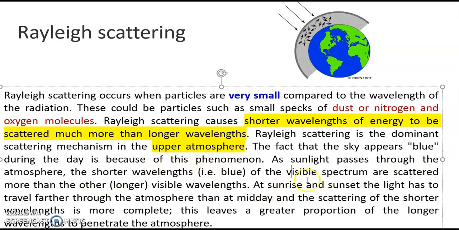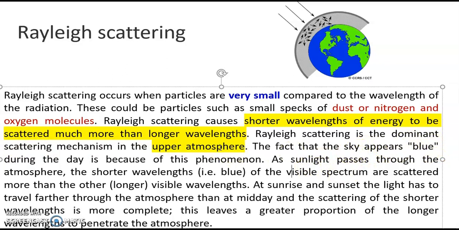Now, what do you mean by this? See, in the visible part of the spectrum, the color of light which has the least wavelength is obviously blue. Red will have the largest wavelength in the visible band I'm talking about. So that's the reason, and I've already made a statement: for shorter wavelengths, what happens? The scattering is more. So blue light will scatter more. That is the reason why we say the sky always appears blue.